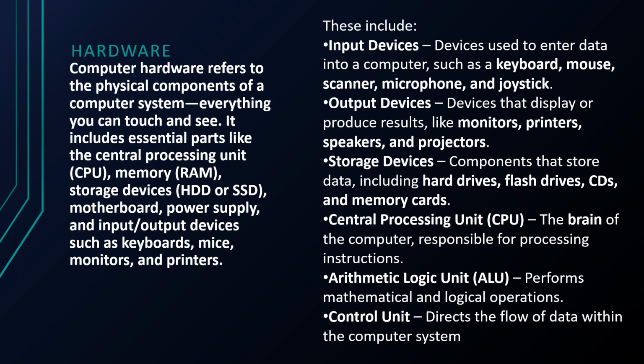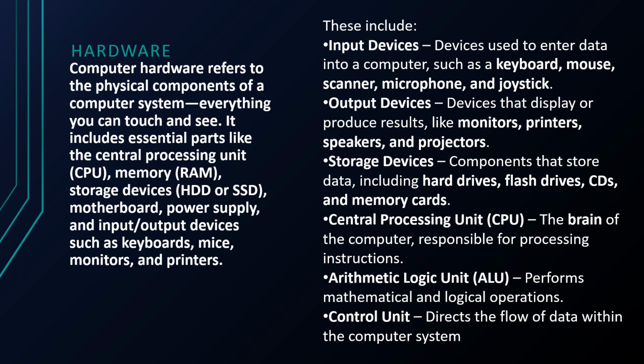Hardware. Computer hardware refers to the physical components of a computer system, everything you can touch and see. It includes essential parts like the central processing unit, memory, storage devices, motherboard, power supply, and input and output devices such as keyboards, mice, monitors, and printers. These include input devices. Devices used to enter data into a computer, such as a keyboard, mouse, scanner, microphone, and joysticks. Output devices. Devices that display or produce results like monitors, printers, speakers, and projectors. Storage devices. Components that store data, including hard drives, flash drives, CDs, and memory cards.